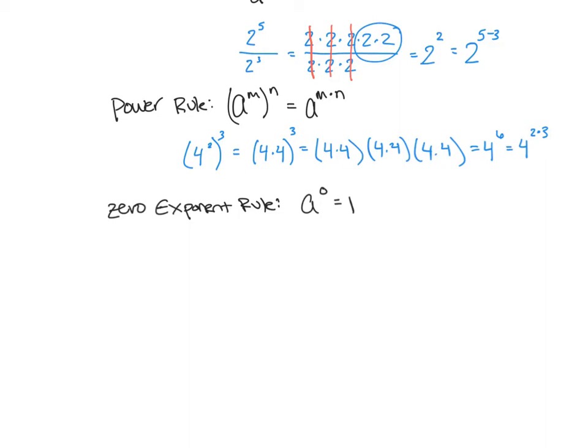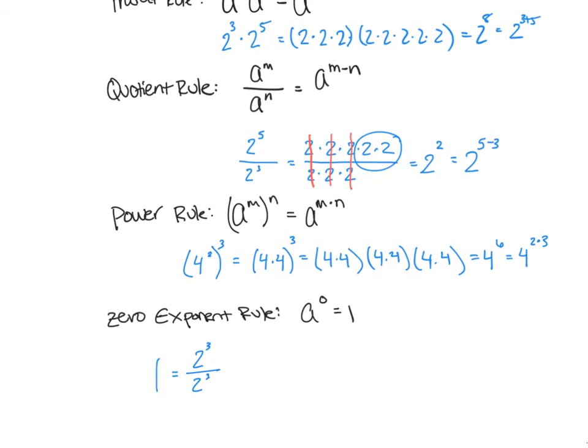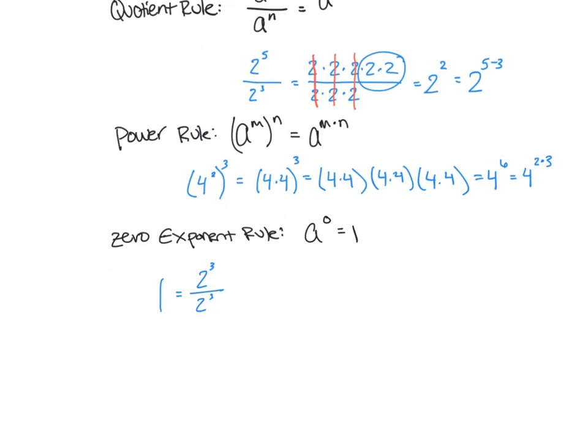Instead of 2 to the 5th over 2 to the 3rd, we're just going to do 2 to the 3rd over 2 to the 3rd. Something that we stated earlier is that anything divided by itself is 1. So we know that 2 to the 3rd divided by 2 to the 3rd is 1. But we also know from our earlier quotient rule that we can just subtract our exponents, and it's going to simplify that for us real quick.